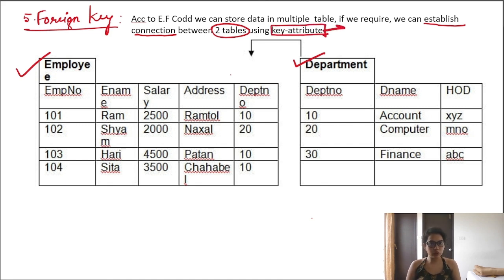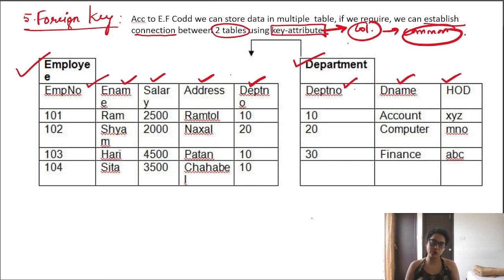So key attribute is a column which is common in both the tables. For the time being, keep in mind that the key attribute will be a common column in both the tables. In employee we have employee number, employee name, salary, address, department number. In department we have department number, department name, and the HOD of the department. So what is the common column we can see in both the tables? It's department number, right? So if we want to establish a connection between employee and department, by using which key attribute can we do that? Using the department number column, right?